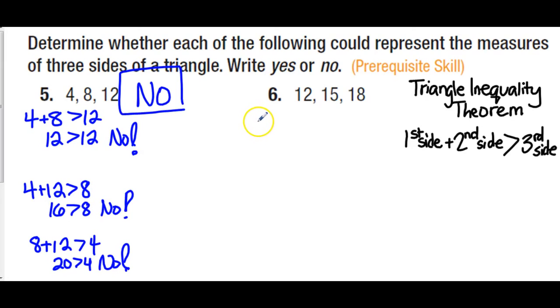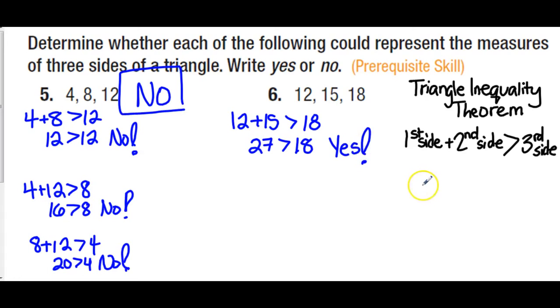Let's put it to the test for number 6. Do you think number 6 will meet the triangle inequality theorem? Let's see. I'm just going to take the first two sides to start. 12 plus 15 greater than 18. This is 27 greater than 18. Yes. And right there I'm done. As soon as I have one combination that works, I don't have to finish testing anything else.